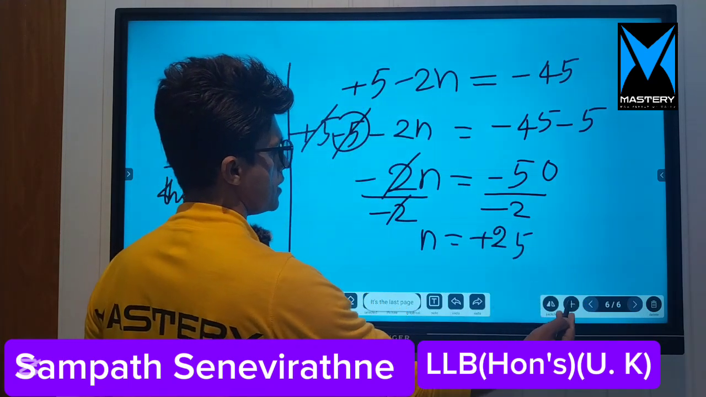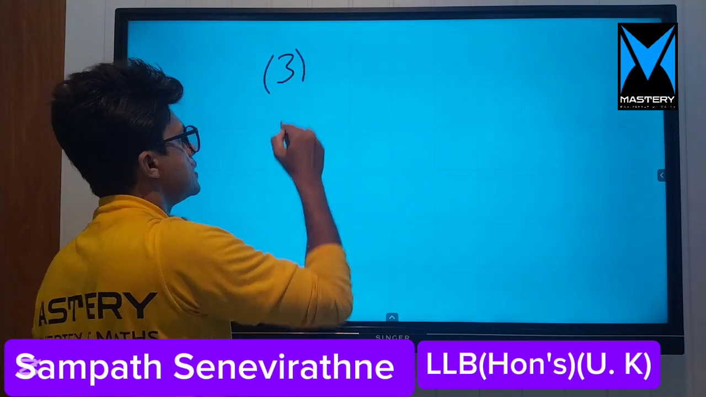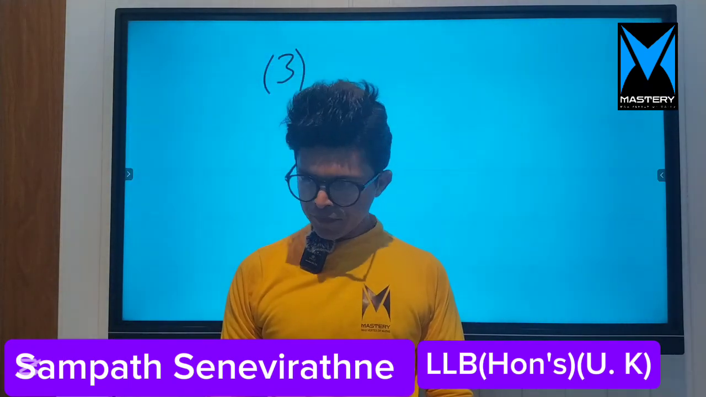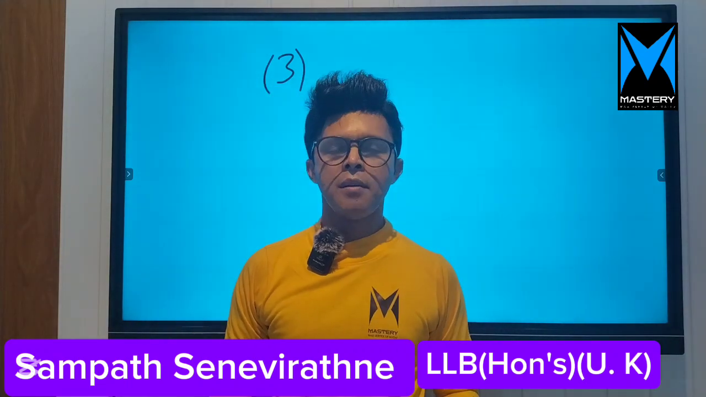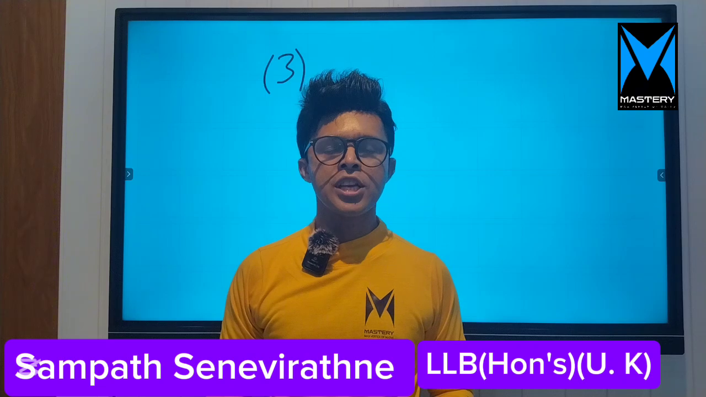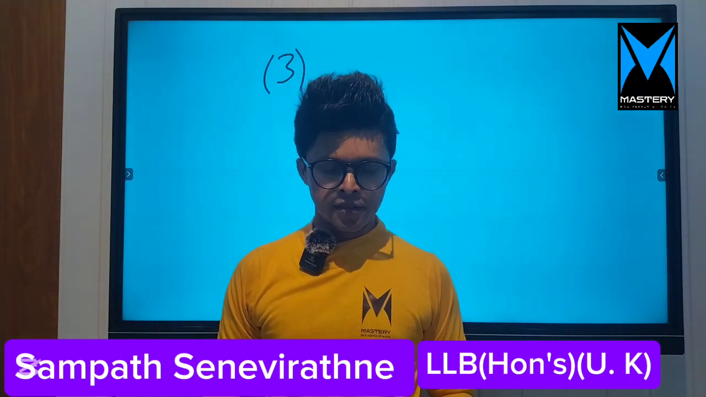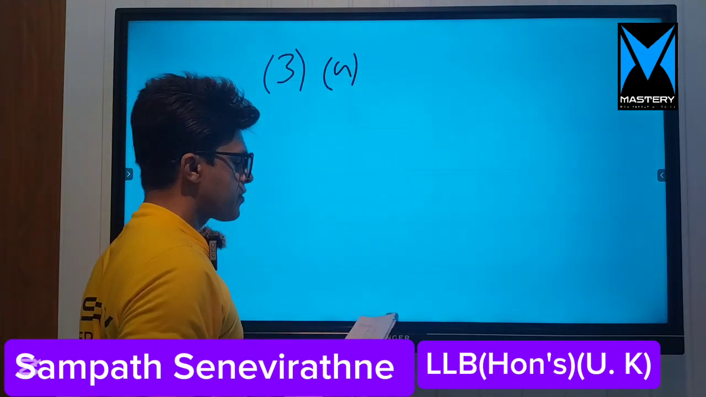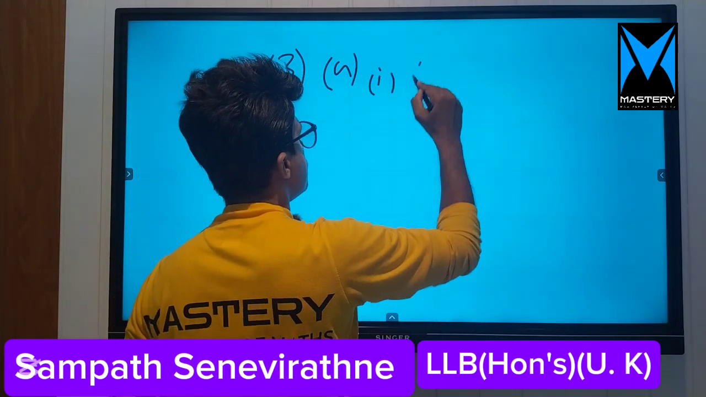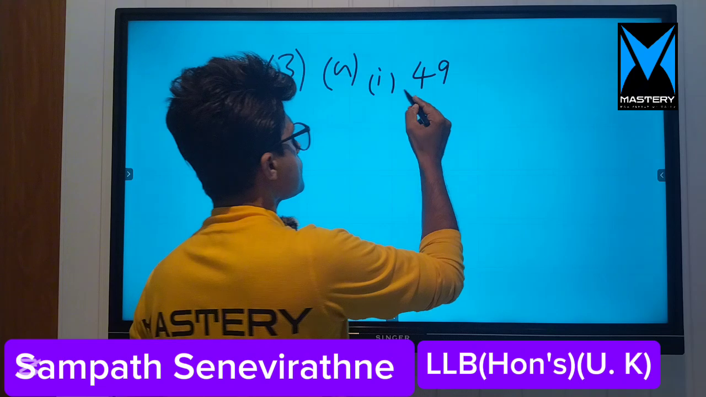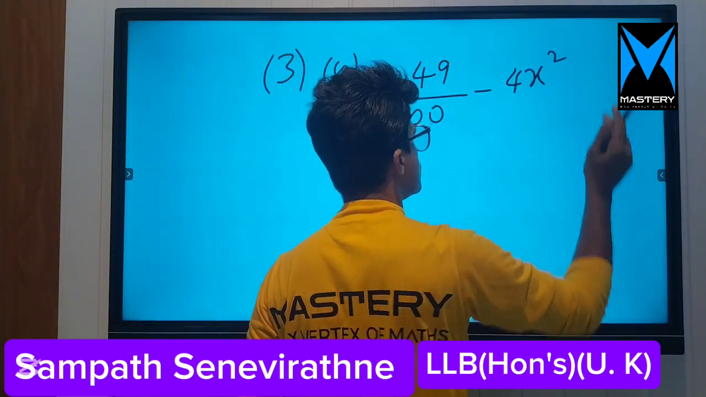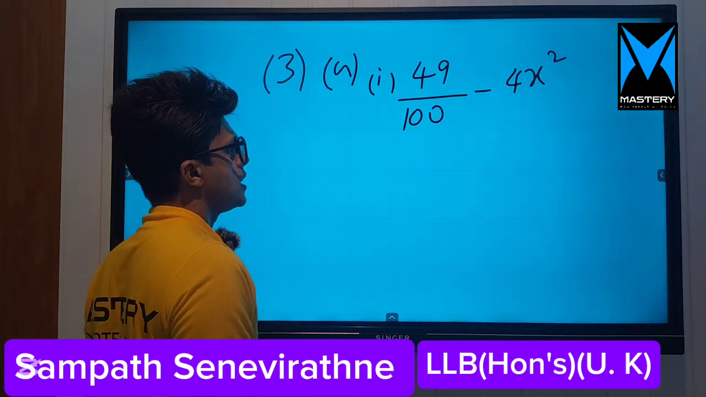Now we will be doing the third question. The third question is factorize. These sums also you will be able to see in your test paper. I will be doing the first one, difference of two squares, 49 over 100. Now you could pause the video and eventually check your answer.